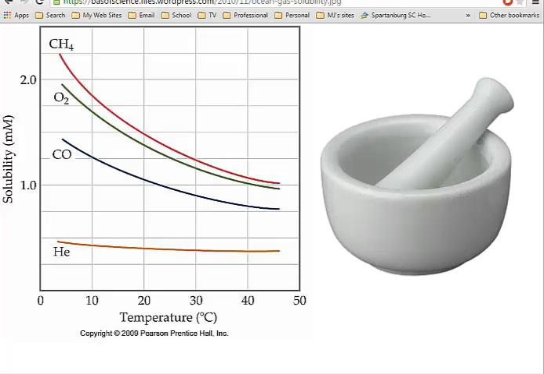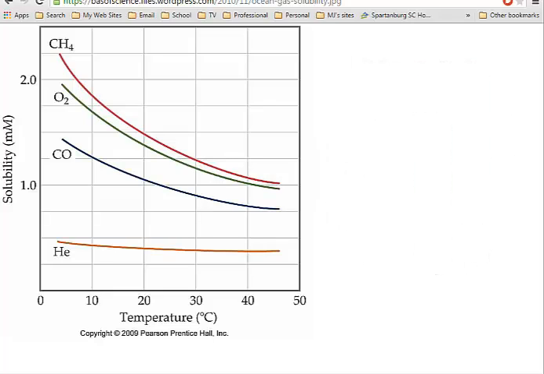You ever heard of a mortar and pestle? Yes. You know what they use them for? Yes, you use it to grind up pills and stuff. So they will dissolve faster. That's what a mortar and pestle is used for. Use it for guacamole, too. That's right.